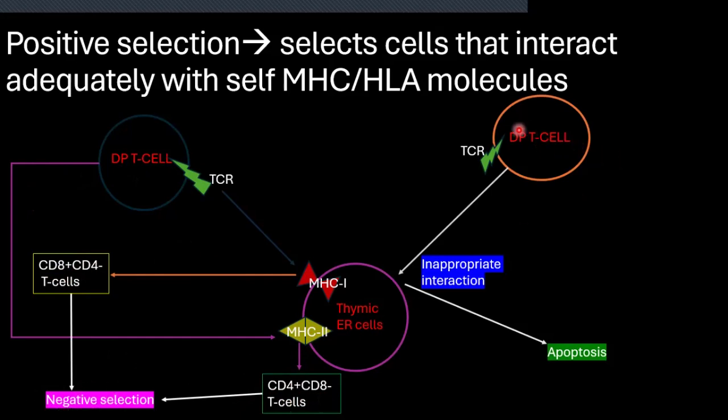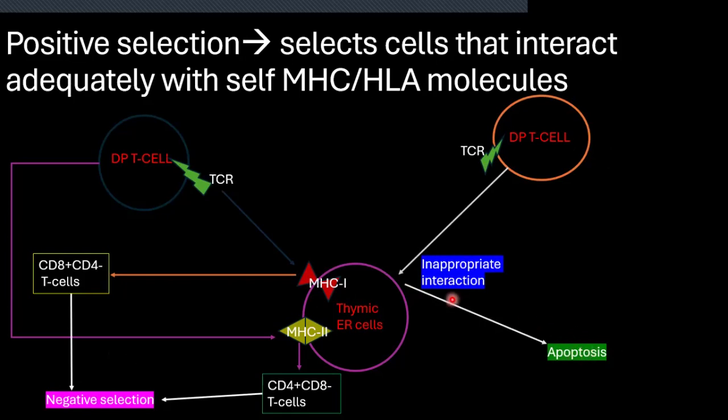Now, on the other hand, the double positive T cells which interact inappropriately with the thymic epithelial reticular cells, that is, they do not bind to the MHC molecules, or they bind too strongly, do not receive enough survival signal. They undergo apoptosis, and they are cleared by the cortical macrophages of the thymus.